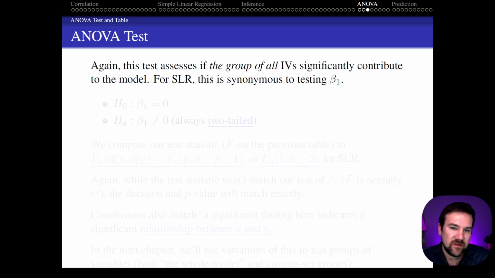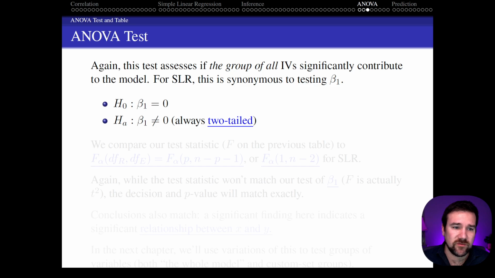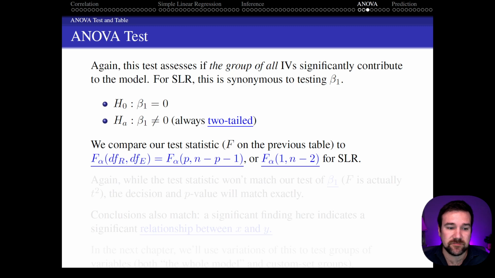So again, this test is for the group of all independent variables to see essentially if they as a group explain things in the outcome. Again, with one independent variable, it's the same as testing the slope. So for the SLR, the simple linear regression case, this is going to be synonymous to beta 1 equals 0 and beta 1 not equal to 0, but only for the simple linear regression case. For the multiple linear regression case, you can think about it testing all of the slopes simultaneously.